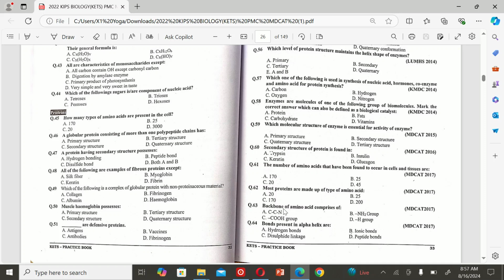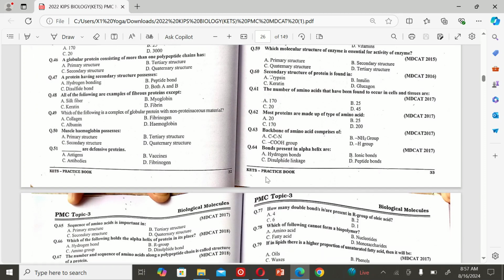The next MCQ is: the backbone of amino acid comprises A, CCN, B, NH2 group, C, COOH group, and D, H group. So the correct option is A. The next MCQ is: bonds present in alpha helix are A, hydrogen bond, B, ionic bond, C, disulfide linkage, and D, peptide bonds. So the correct option is A, hydrogen bond.